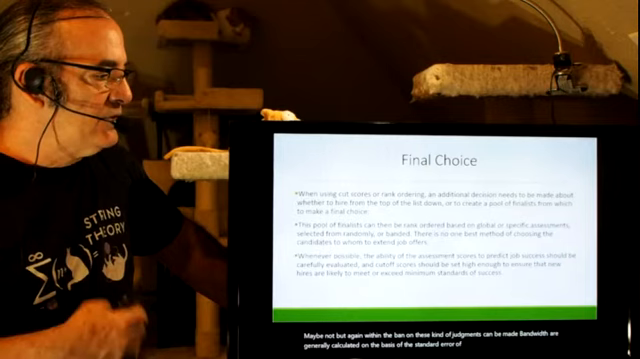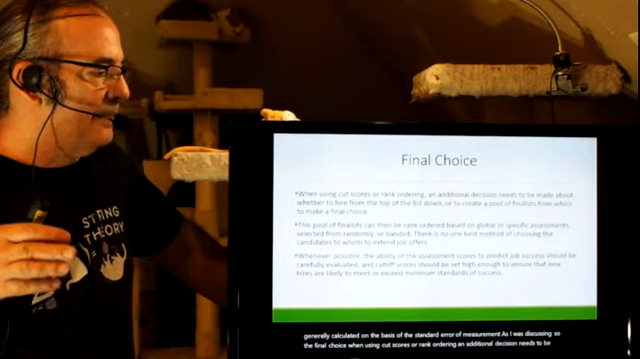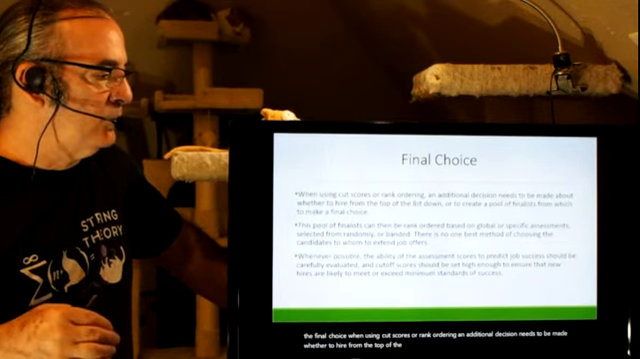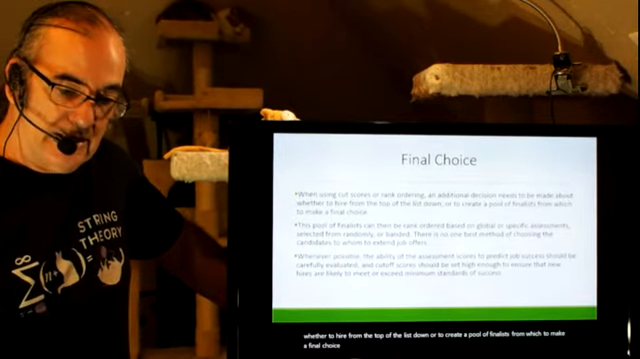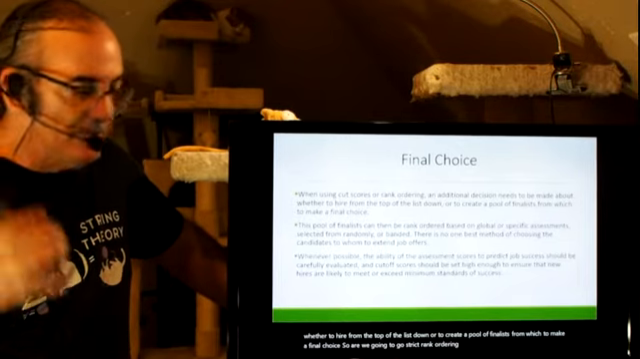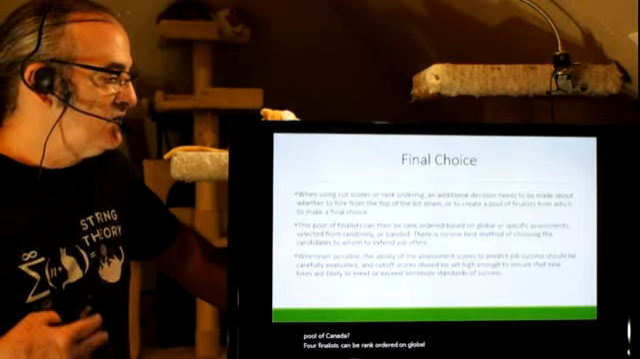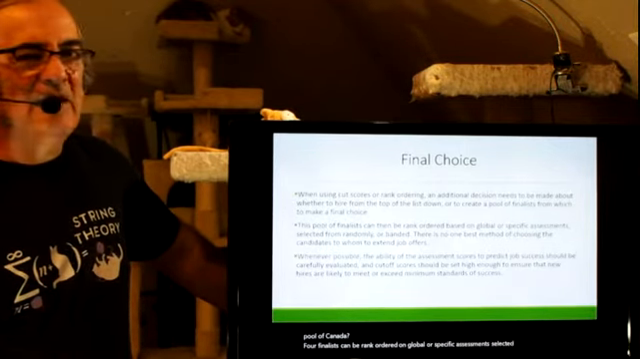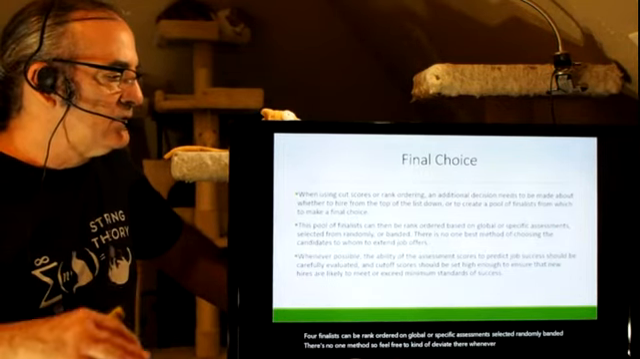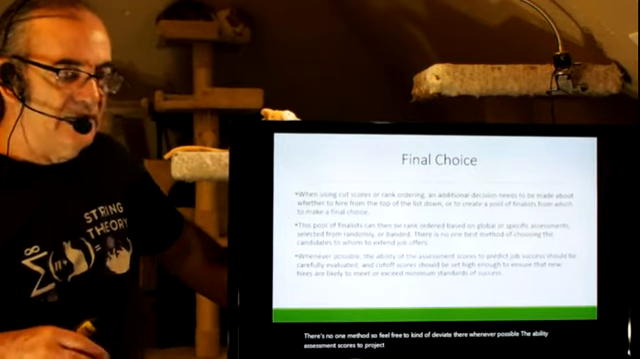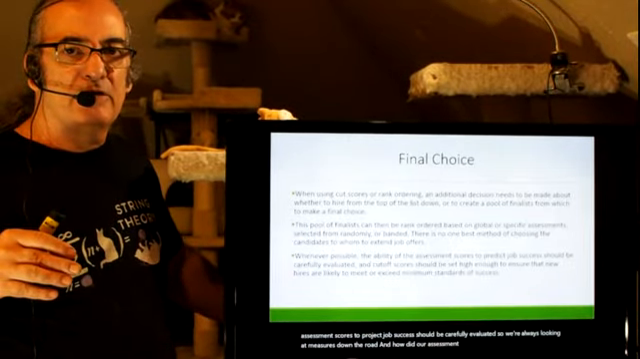So the final choice, when using cut scores or rank ordering, an additional decision needs to be made whether to hire from the top of the list down or to create a pool of finalists from which to make a final choice. So are we going to go with strict rank ordering, or look at this band as representing a pool of candidates? The pool of finalists can be rank ordered on global or specific assessments, selected randomly, or banded. There's no one method, so feel free to deviate there. Whenever possible, the ability of the assessment scores to predict job success should be carefully evaluated. So we're always looking at measures down the road, and how our assessment scores correlate with those measures.